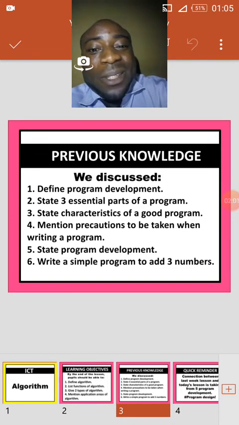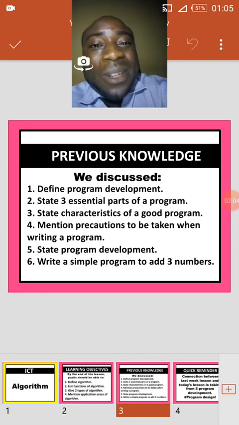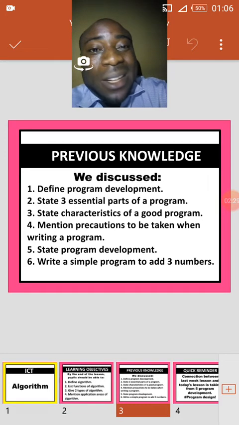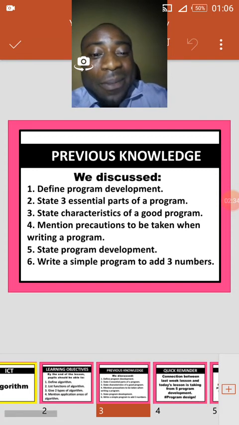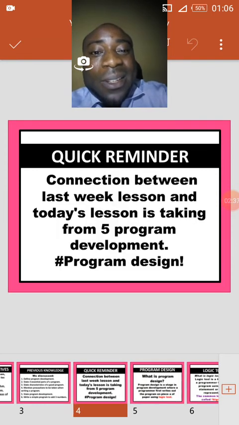Now, we look at program development, where we stated 5 stages. The first one is problem definition. The second one, problem analysis. The third one is program design. The fourth one is program coding. And the fifth one is program testing. And we wrote a simple program to add 3 numbers. I believe you remember all of that. Now, back to our lesson for today.